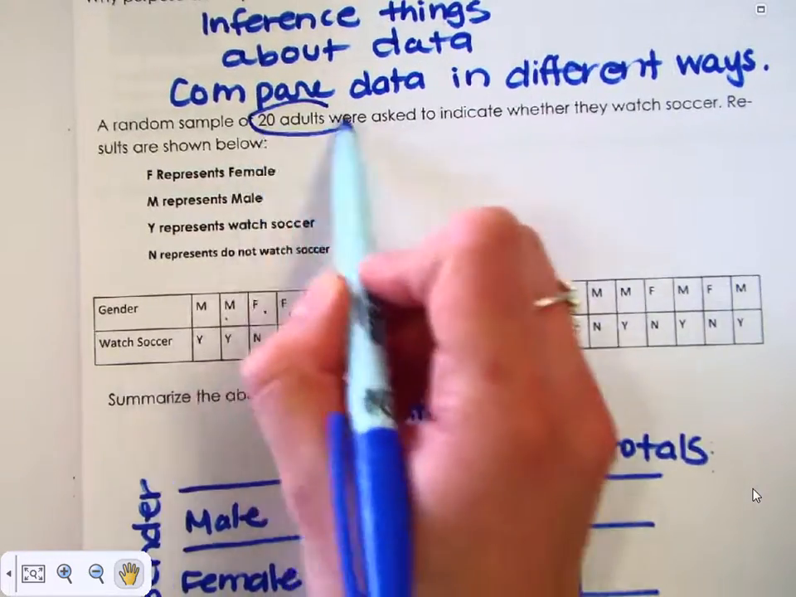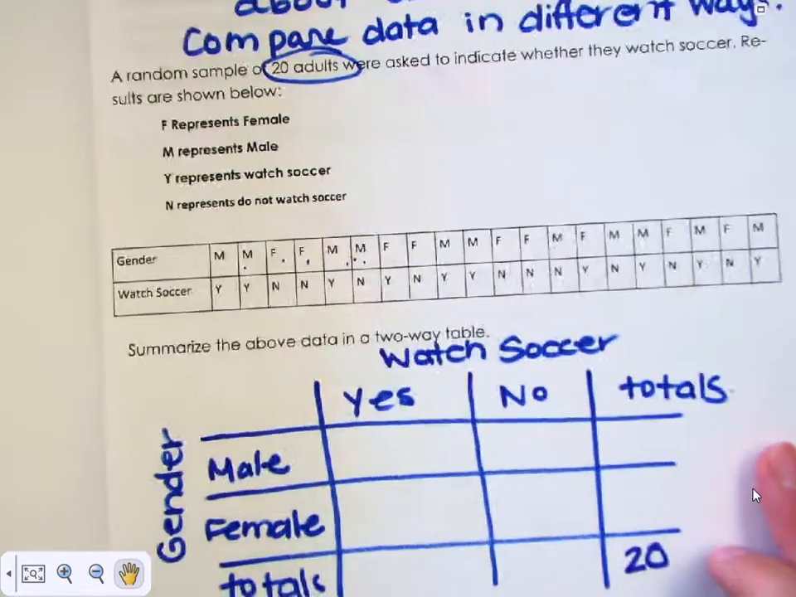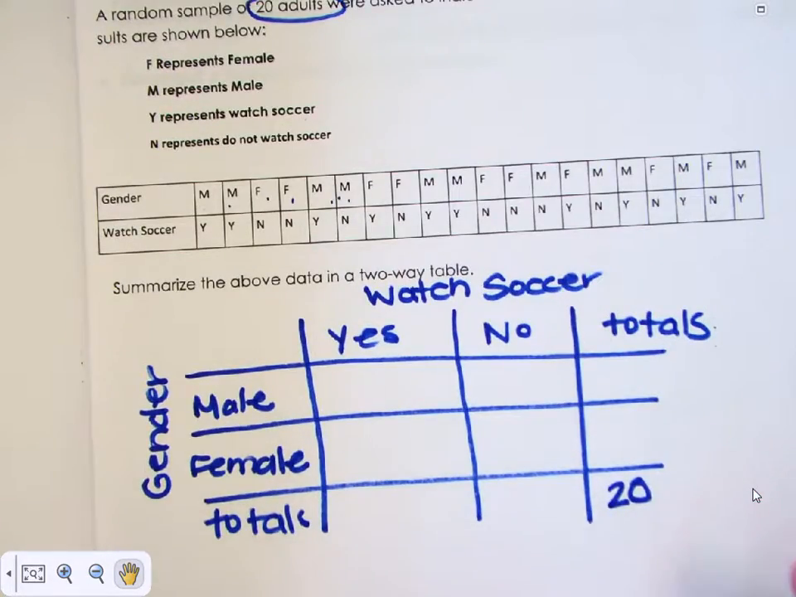Right? That was right in the data set. So you could count it and you would still get 20. But the total number of people, whether they're male or female, the total number of adults who watch is 20 in this case.